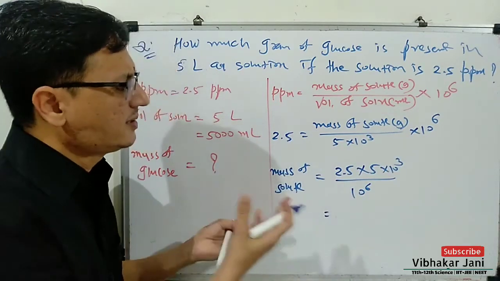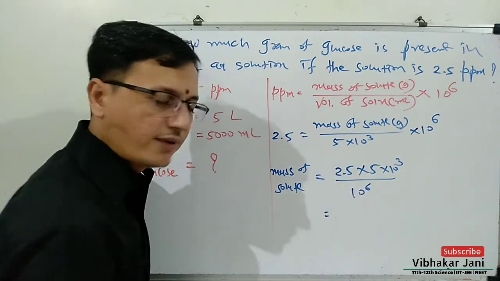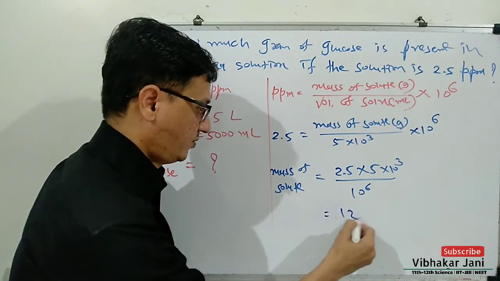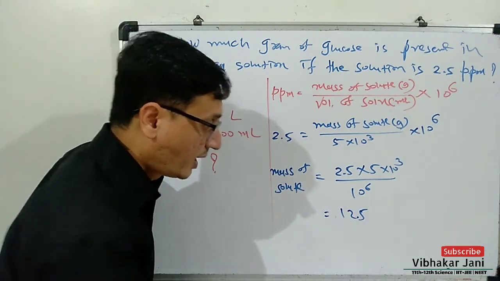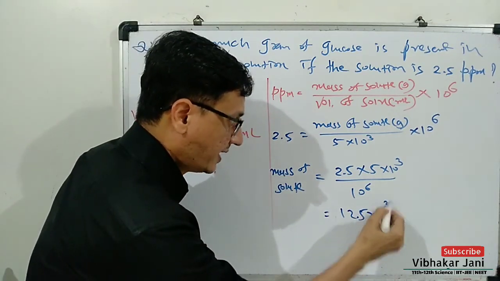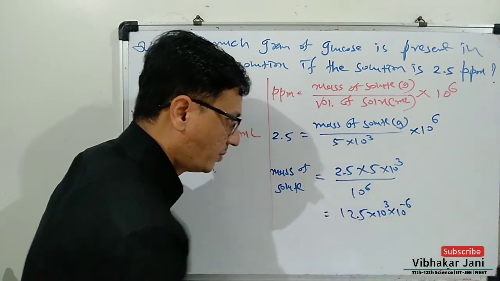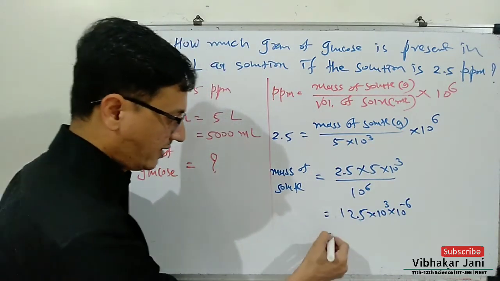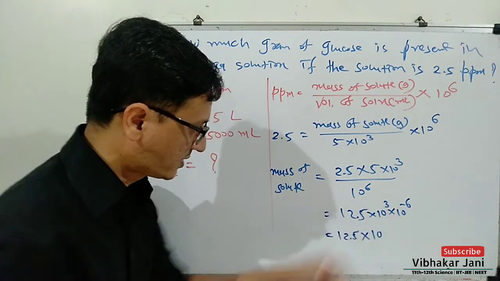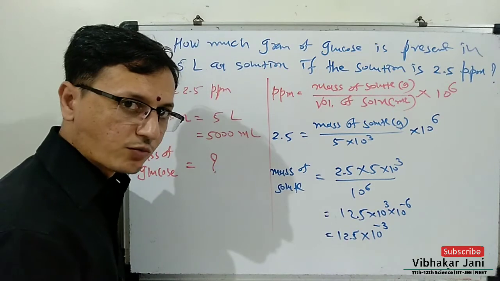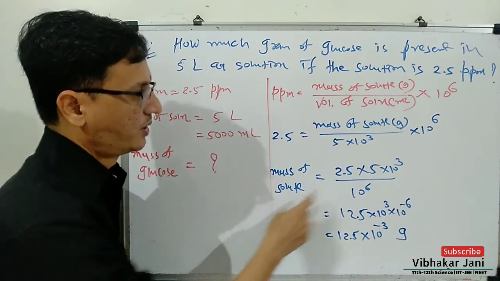Now this is simple mathematics and we will get the final answer. 25 5s are 125, and there will be a decimal point after one digit, so it is 12.5. Now multiplied by 10 to the power 3 as it is, and if this 10 to the power 6 goes to numerator, then it will become 10 to the power minus 6. So our final answer will be 12.5 multiplied by 10 to the power minus 6 plus 3, that is minus 3, and what will be the unit? It will be gram, because this is the mass of solute in gram.